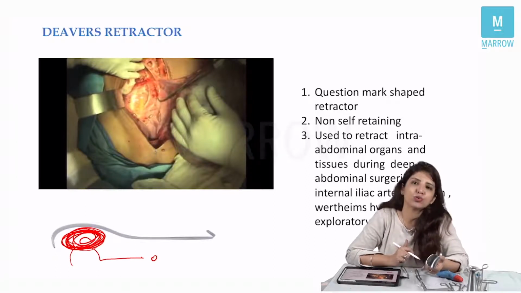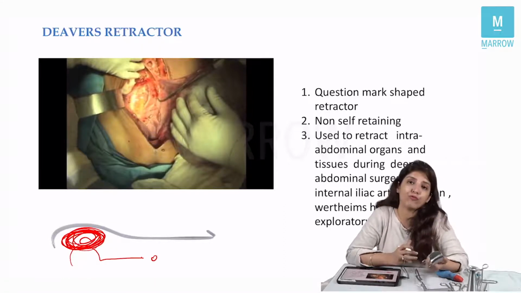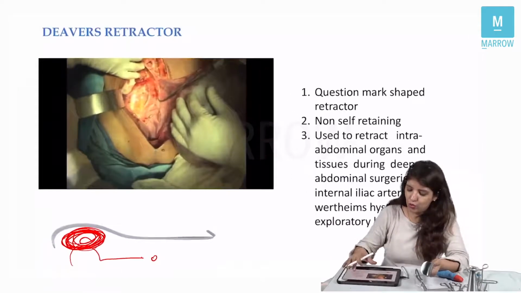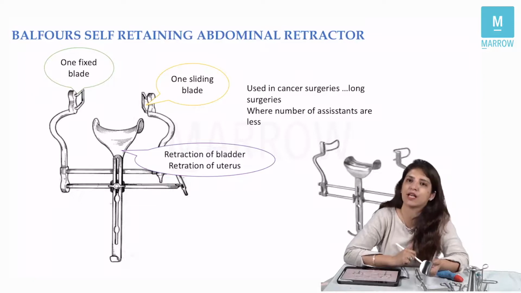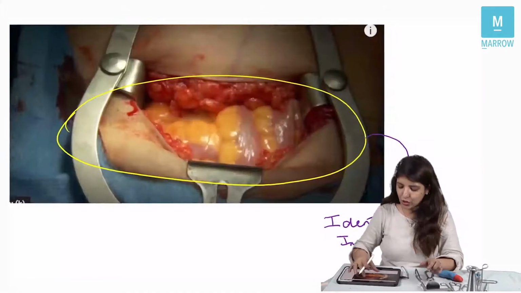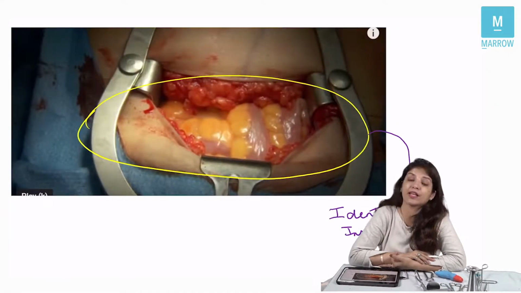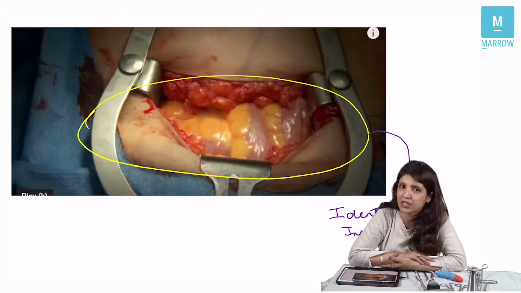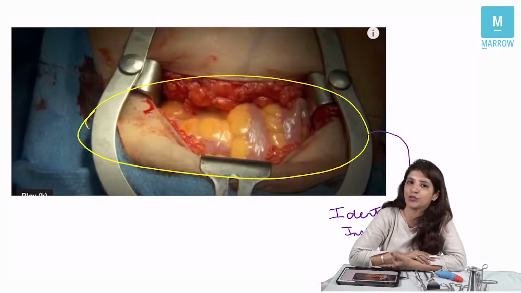But suppose you are doing very long surgeries. For example, you are doing Wertheim's hysterectomy and the number of assistants are also few. In that case, you can use a self-retaining retractor which is called Balfour's self-retaining abdominal retractor. This is how they can ask you in the image. They can show you a retractor like this and they can ask you to identify this instrument. This instrument is a self-retaining abdominal retractor, which is a Balfour's self-retaining abdominal retractor.